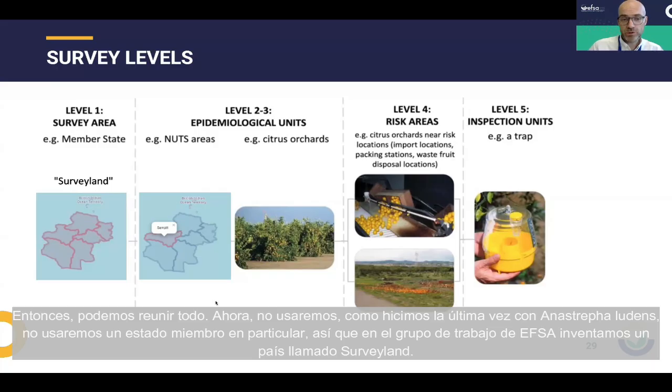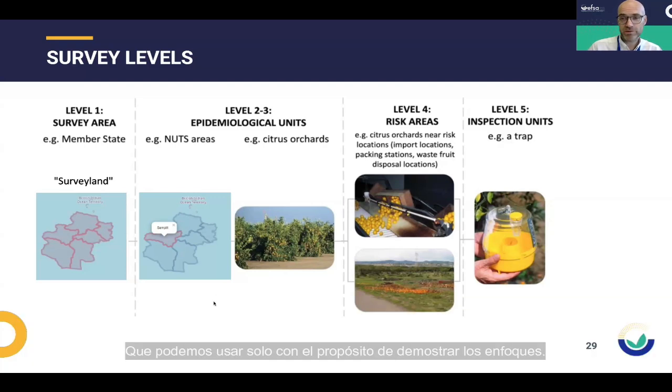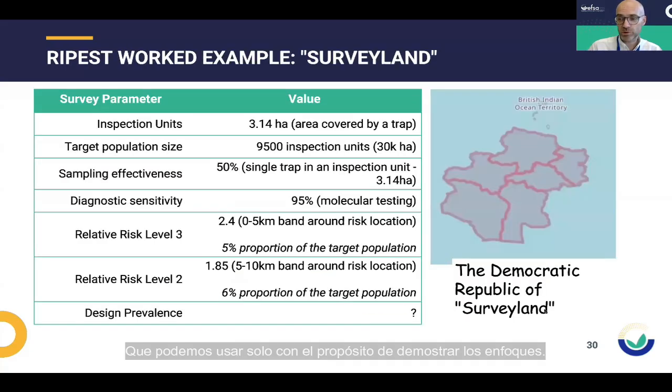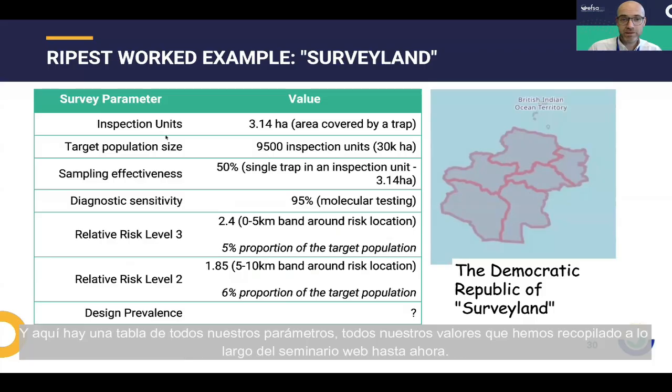Now we'll not use, like we did last time with Anastrepha ludens, a particular member state. So we have in the EFSA working group invented a country called Surveyland that we can use just for the purpose of demonstrating the approaches. So here it is. It is in the middle of the Indian Ocean, and here is a table of all of our parameters, all of our values that we have gathered throughout the webinar so far.